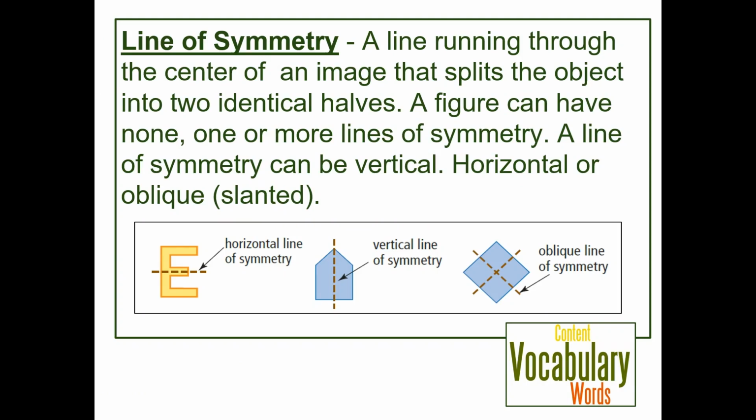Hi class, today we're going to talk about a line of symmetry. A line of symmetry is a line that cuts an object symmetrically so that you have two identical halves.